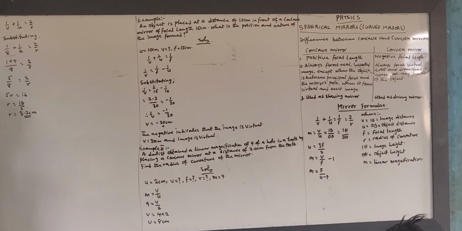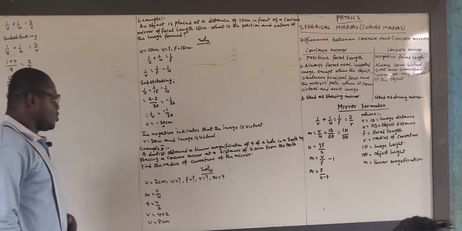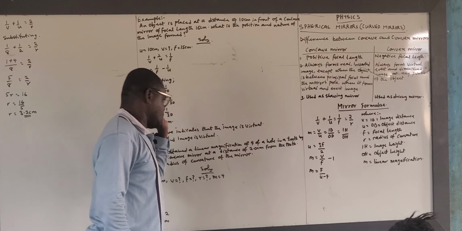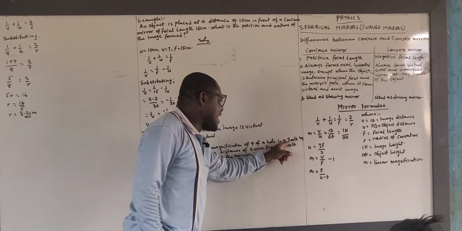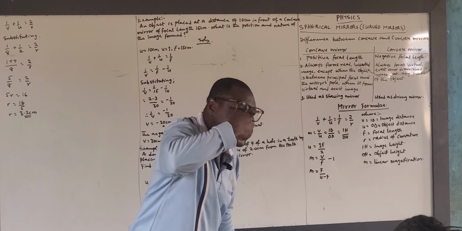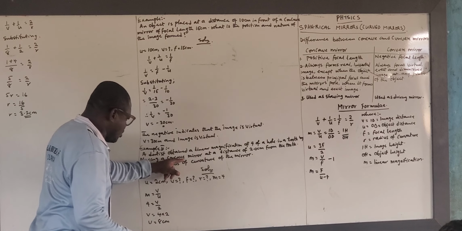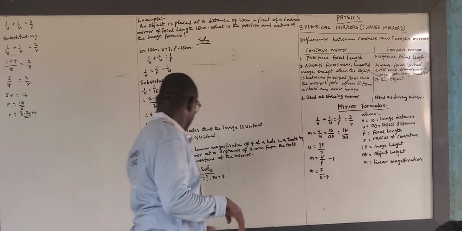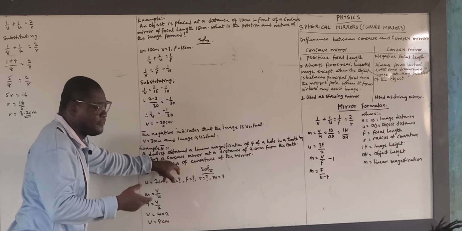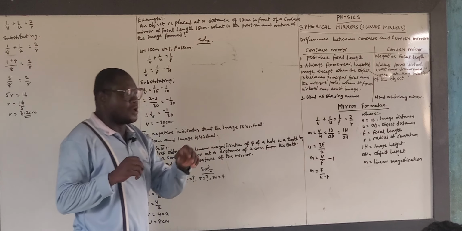A dentist. Do you know a dentist? The doctor that operates on teeth, yes or no? Now, a dentist obtained a linear magnification M of 4 of a hole in a tooth by placing a concave mirror at a distance of 2.0 centimeter from the tooth. Find the radius of curvature of the mirror.